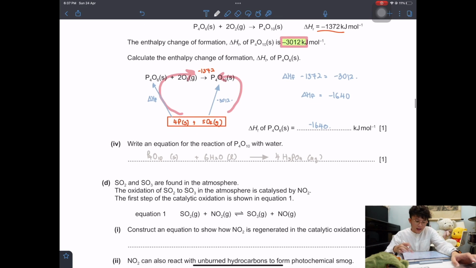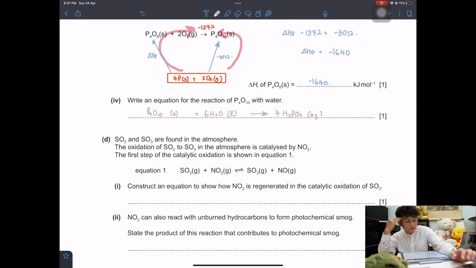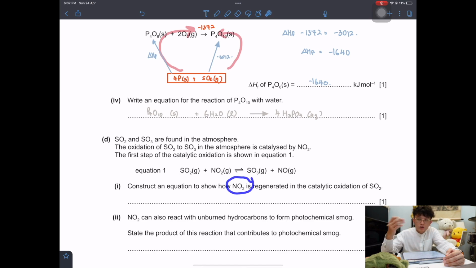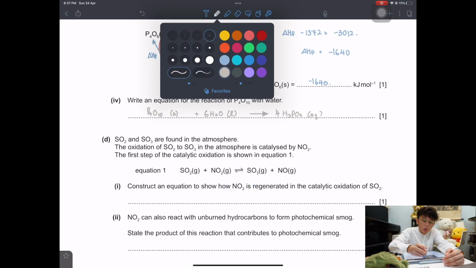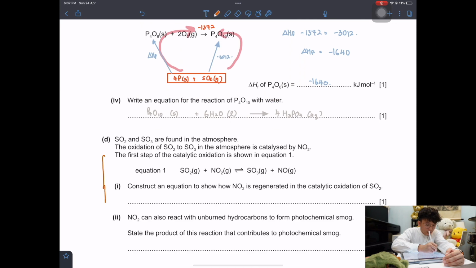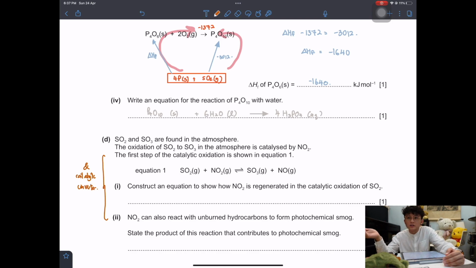Next. So SO2 and SO3 are found in the atmosphere. The oxidation of SO2 to SO3 is catalyzed by the conversion of NO2. The first step of the catalytic oxidation is shown, and you need to write an equation to show that NO2 is regenerated. Guys, this catalytic part, and also your catalytic converter, please remember it. This is one of my predictions as well. It's very, very important, so please get this part memorized like mad.